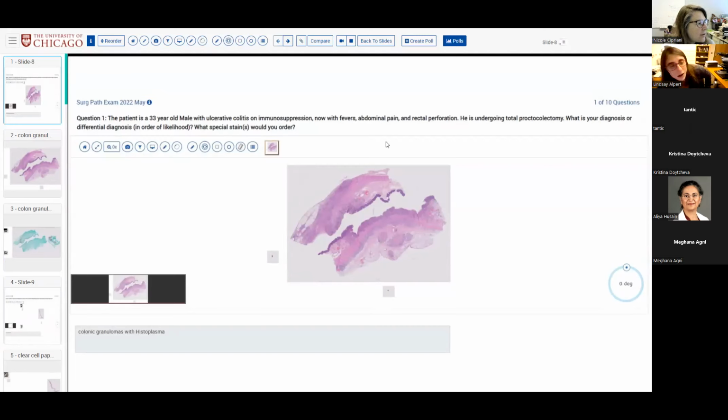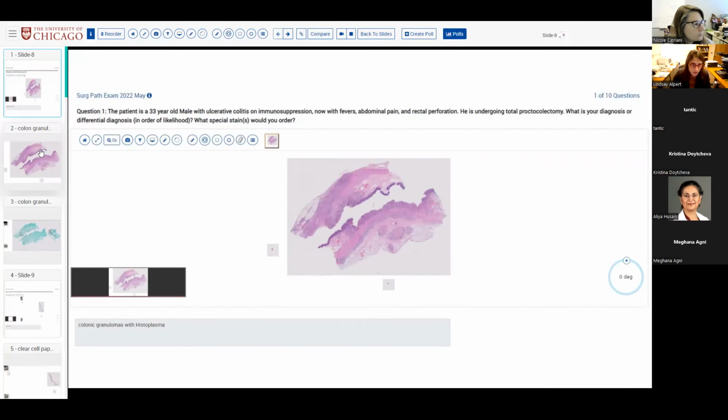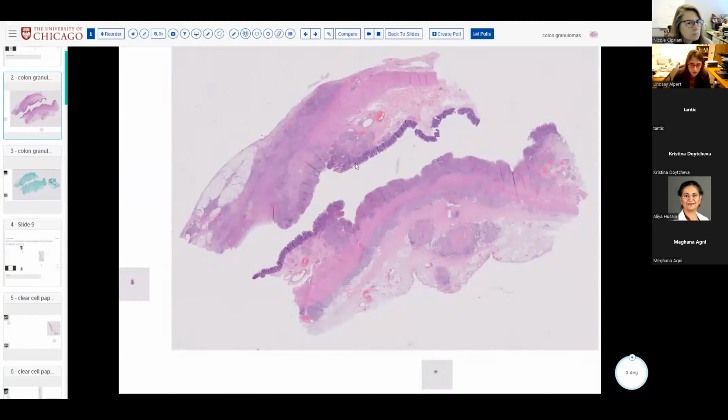So my case was a 33-year-old male who had ulcerative colitis on immunosuppression and presented with fevers, abdominal pain, and rectal perforation, and he underwent a total proctocolectomy. And the questions are, what's your diagnosis or differential diagnosis, and what special stains would you order? So when you look at the slide here, this was a section, I think, from his ascending colon or cecum.